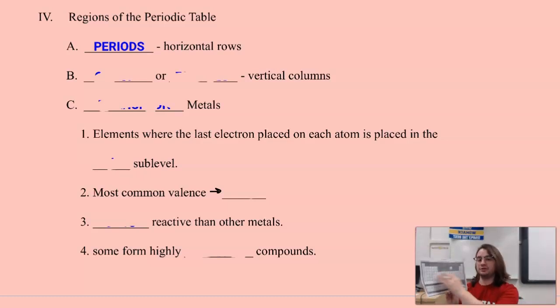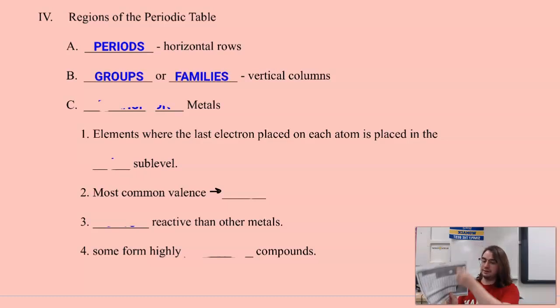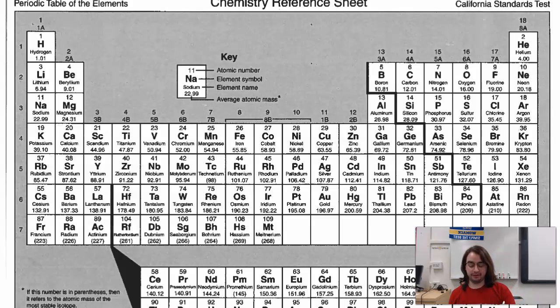Think of it like rows in a movie theater, periodic periods, right? The groups or the families are the vertical columns, the ones that go up and down, and they're numbered. So if we look on our periodic table, you can see that the families or groups are already labeled with these different labels up here: 1, 2, 13, 14. Sometimes we just refer to the groups by using those A letters.